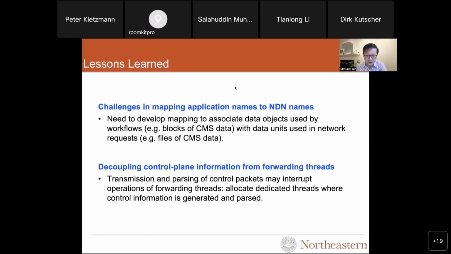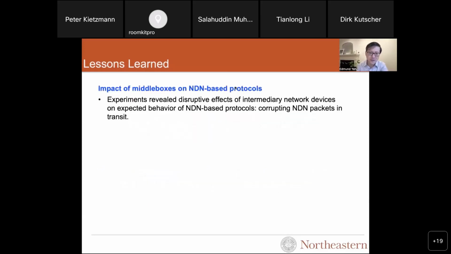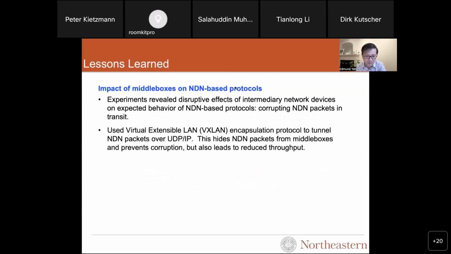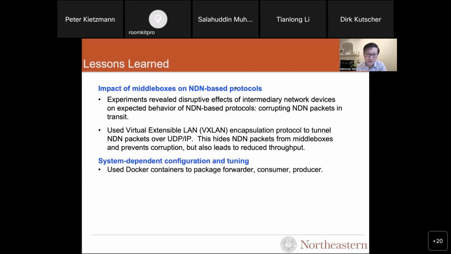Secondly, we needed to decouple control plane information from forwarding threads. We observed that transmission and parsing of control packets may interrupt operations of forwarding threads, and it is better to allocate dedicated threads where control information is generated and parsed. Third, there is the impact of middle boxes on NDN-based protocols. Experiments revealed many disruptive effects of intermediary network devices on expected behavior of NDN protocols. For instance, NDN packets were often corrupted in transit. So to deal with this, we used virtual extensible LAN encapsulation protocol, VXLAN, to tunnel NDN packets over UDP/IP. This hides NDN packets from middle boxes and prevents corruption, but also leads to reduced throughput. This is something that other projects have also encountered and is very notable.